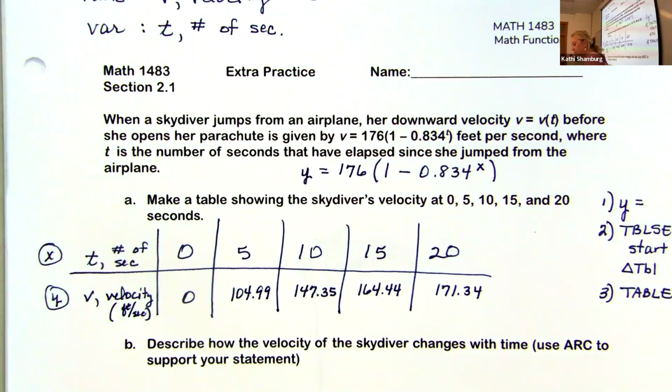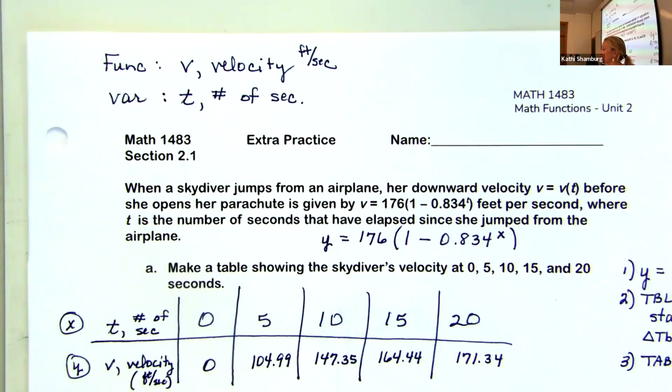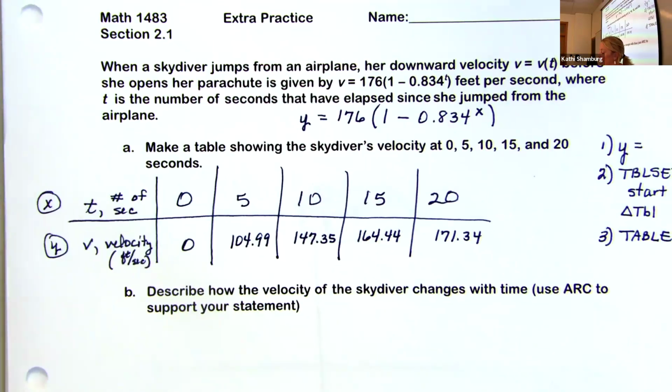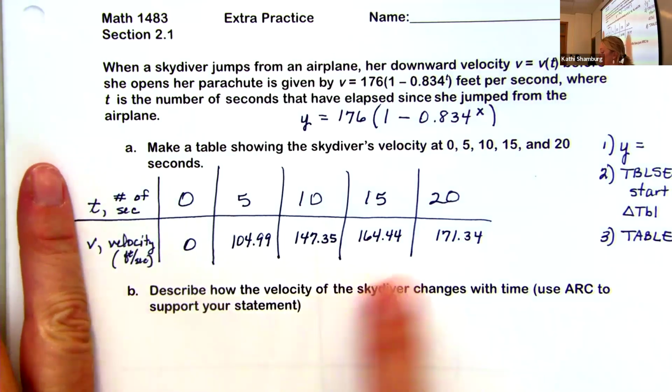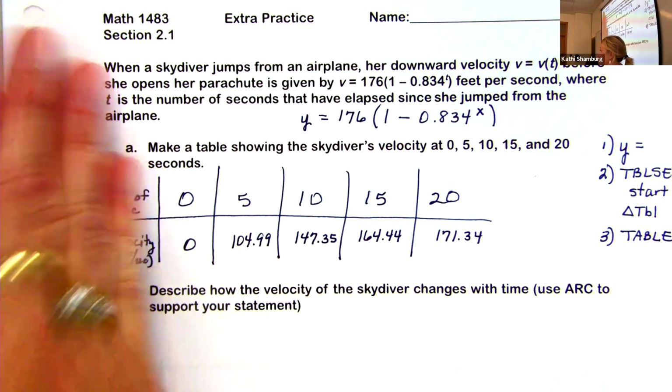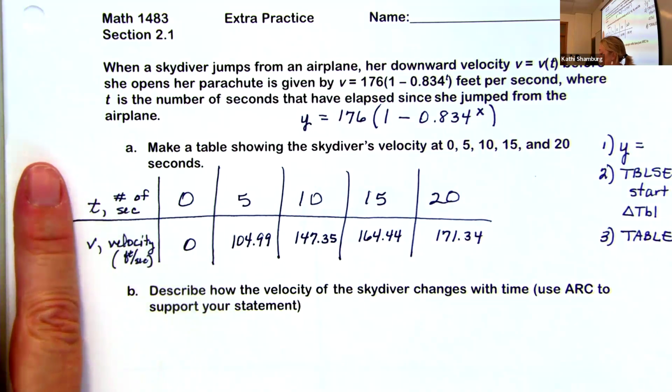All right, so it should look something like this. Now, I took the time to define my function and variable. When you read through that, you can see the letter they're using is V, and it says it's velocity, representative of feet per second. And T is your number of seconds. So when a question asks you for the table, you don't have to show me the X and the Y, but everything else you need to show me. If you just give me this, I'm going to count off. You have to label your variable and function, okay?